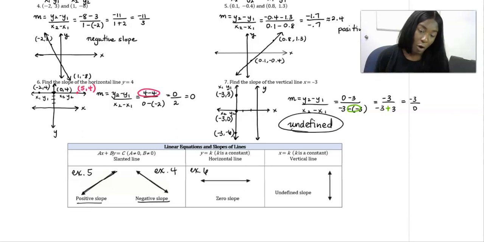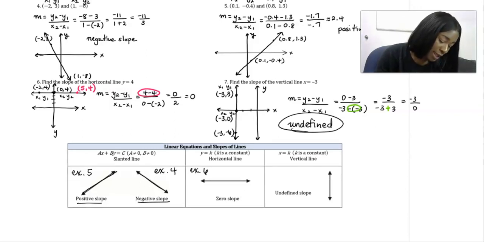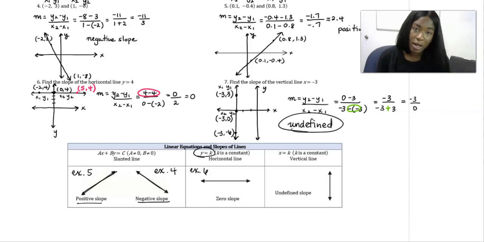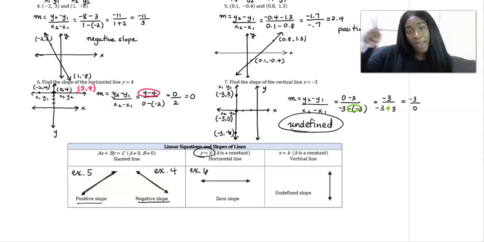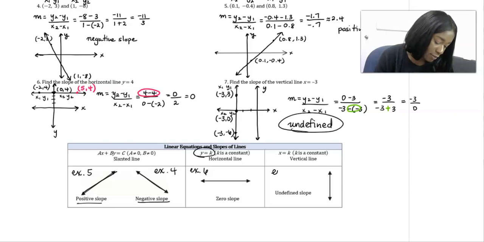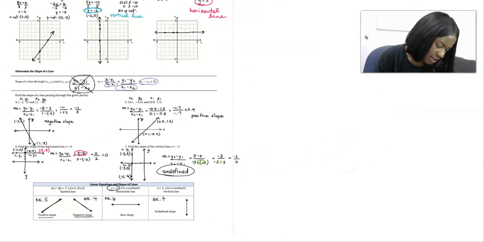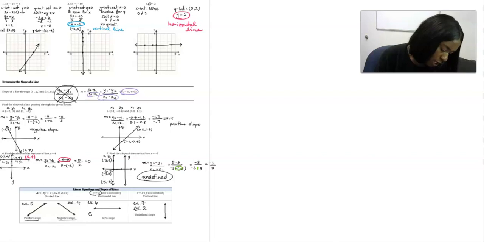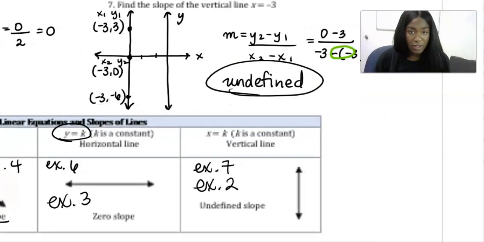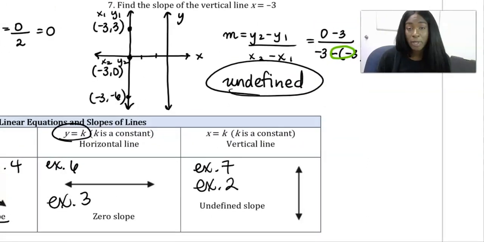And a horizontal line will always have the form y is equal to some number. k is a constant. k can be any number. It's just telling us where that line is going to hit the y-axis. And any vertical line is going to have the form x equals a number. We can see that in example 7. We also saw that in example 2. And we also saw a horizontal line in example 3. And any vertical line is going to have an undefined slope. So slope can be positive, it can be negative, it can be 0, or it can be undefined.